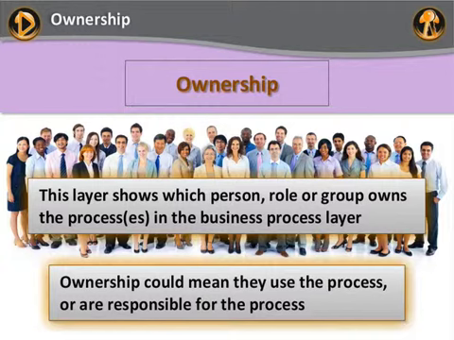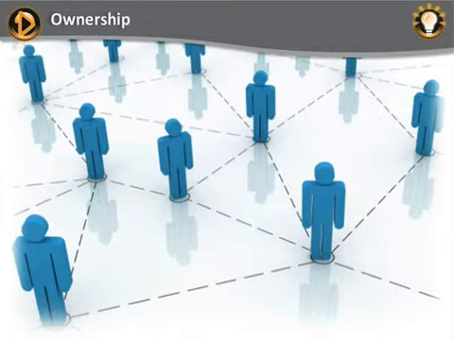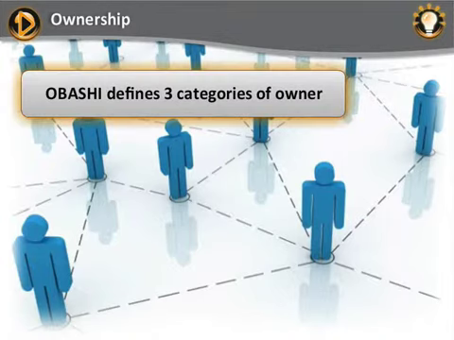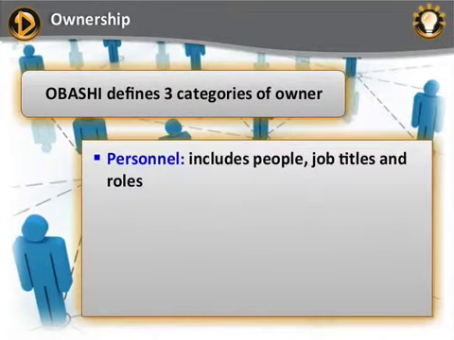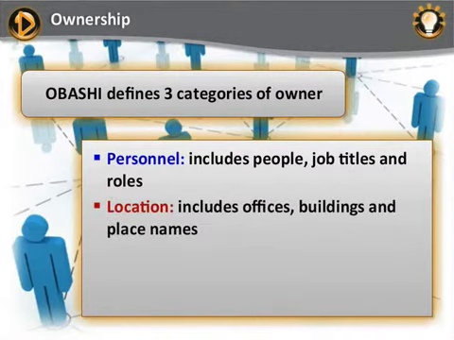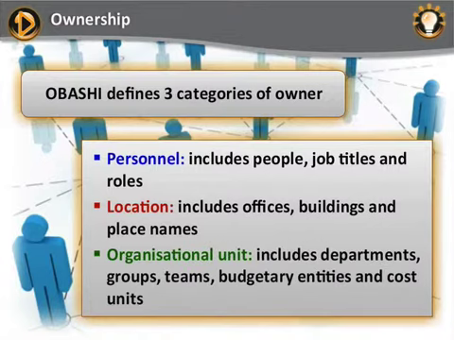So the finance director might own the invoicing process. The warehouse group might be responsible for the order picking process. Ownership type elements are placed above the processes they own or use to show the relationship. OBASHI defines 3 categories of owner. Personnel. This could be a person or a job title or role. Location. This could be an office, a building, or a place name. Organizational unit. This could be a department, group, team, or budgetary entity or cost unit.